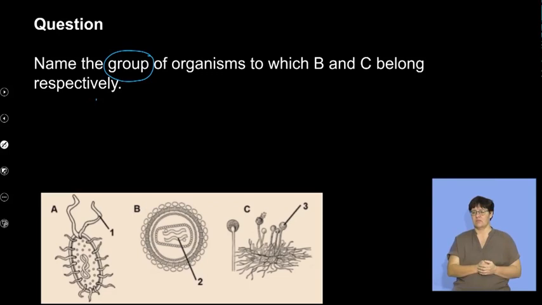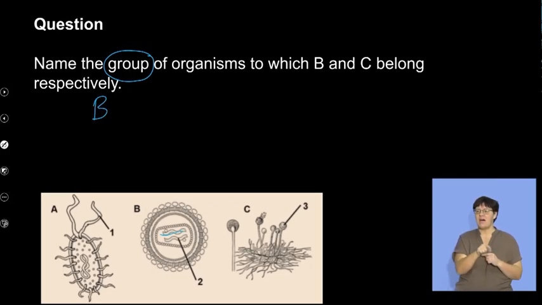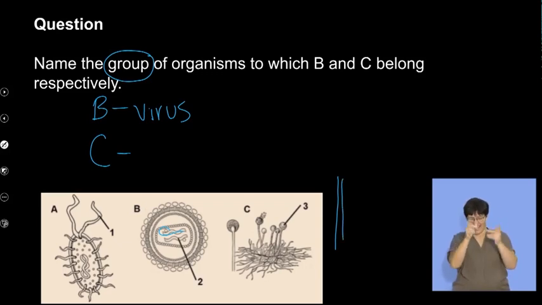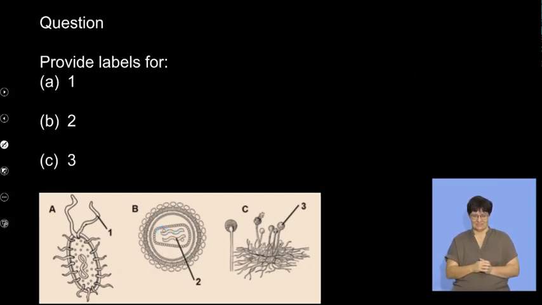If we have a look at B, what do we notice? We can see this characteristic DNA in the middle, and it's got a layer around it. So B is going to be a virus. And C, what do we see? It's got these little threads, and they've got these big, dark balls on top, and those balls are going to carry spores. The only group that has spores that we can see was our fungi group. Nice, easy question to start off with.